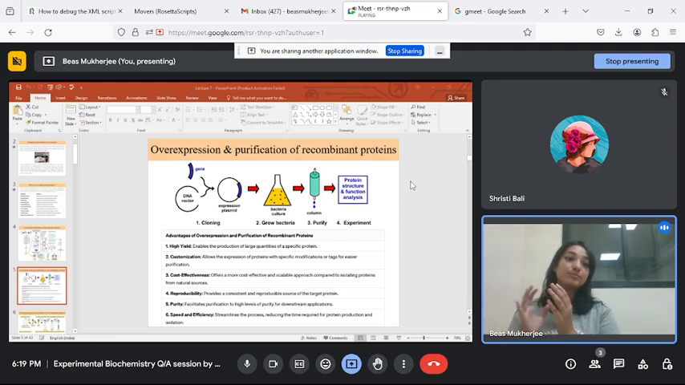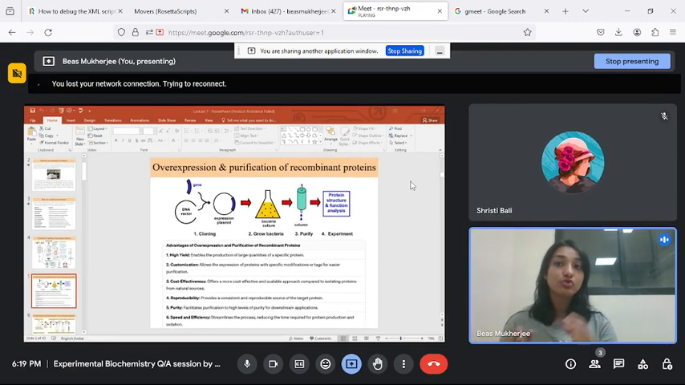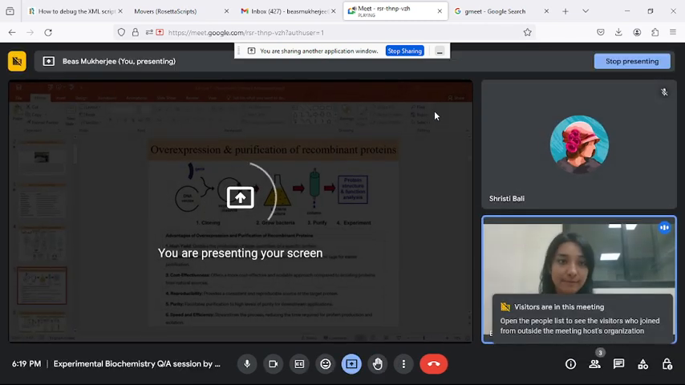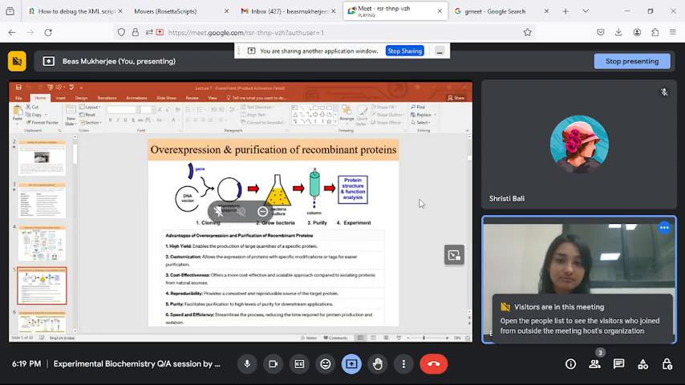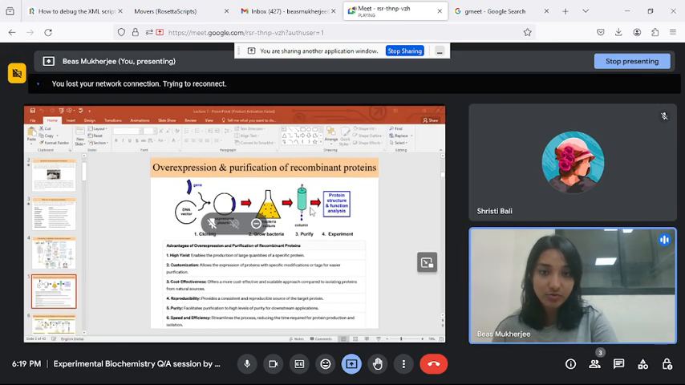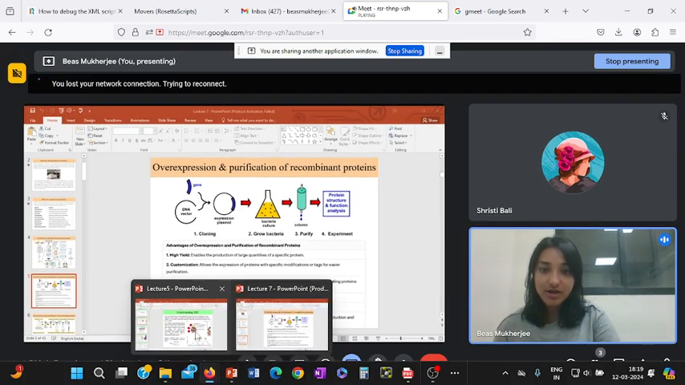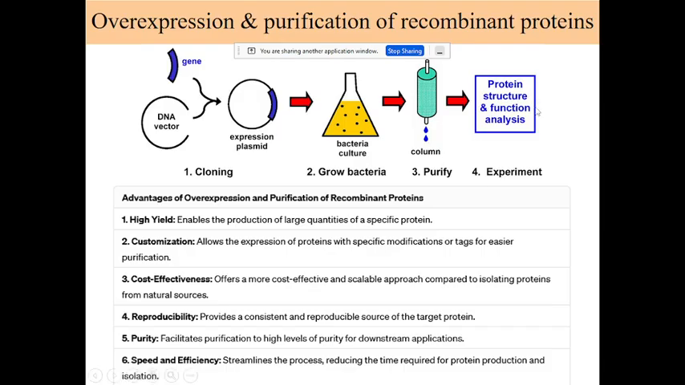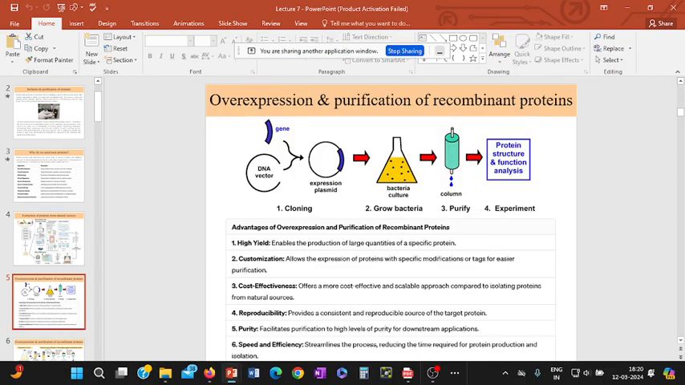These protease enzymes should not harm your desired protein solution. That is why we are adding PMSF. Then we take that protein for purification, and we have studied the different chromatographic techniques. We know that there is ion exchange chromatography, and there is Ni-NTA, His-tag affinity chromatography. This is the column; you can look at the column here. So we are going for chromatography, and after that we go for protein structure and functional analysis.